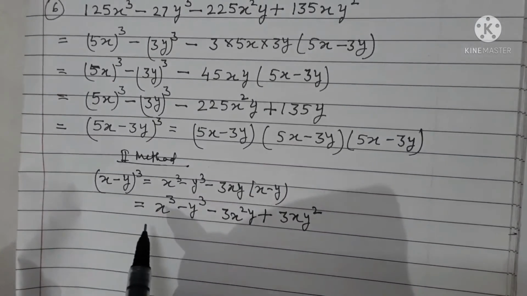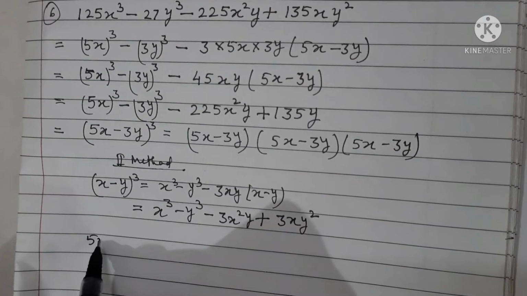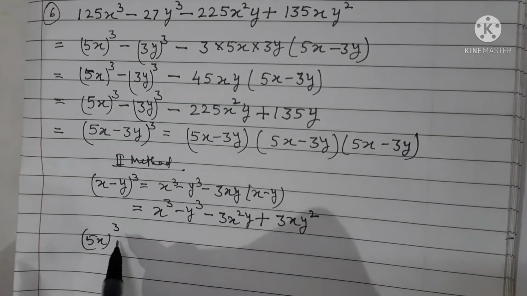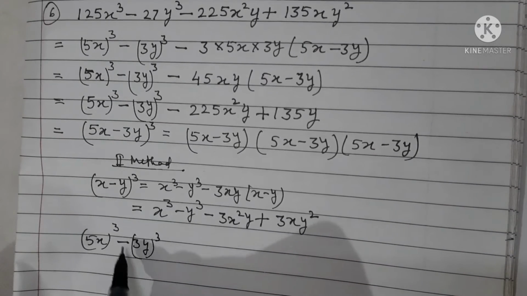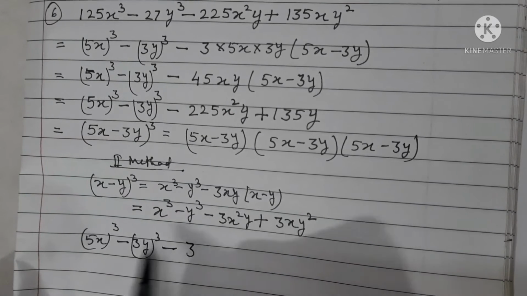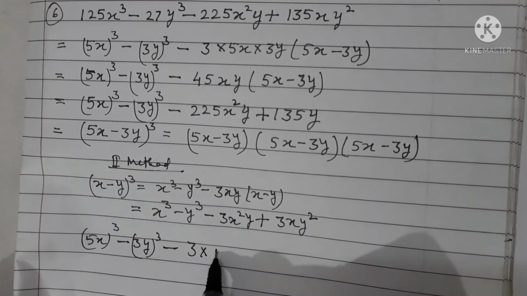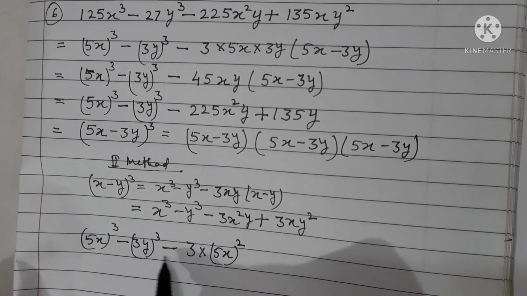So here the question is 125x cube, which means 5x whole cube, minus 27y cube, which means 3y whole cube. a cube minus b cube minus 3x square, where x means 5x squared and y means 3y.